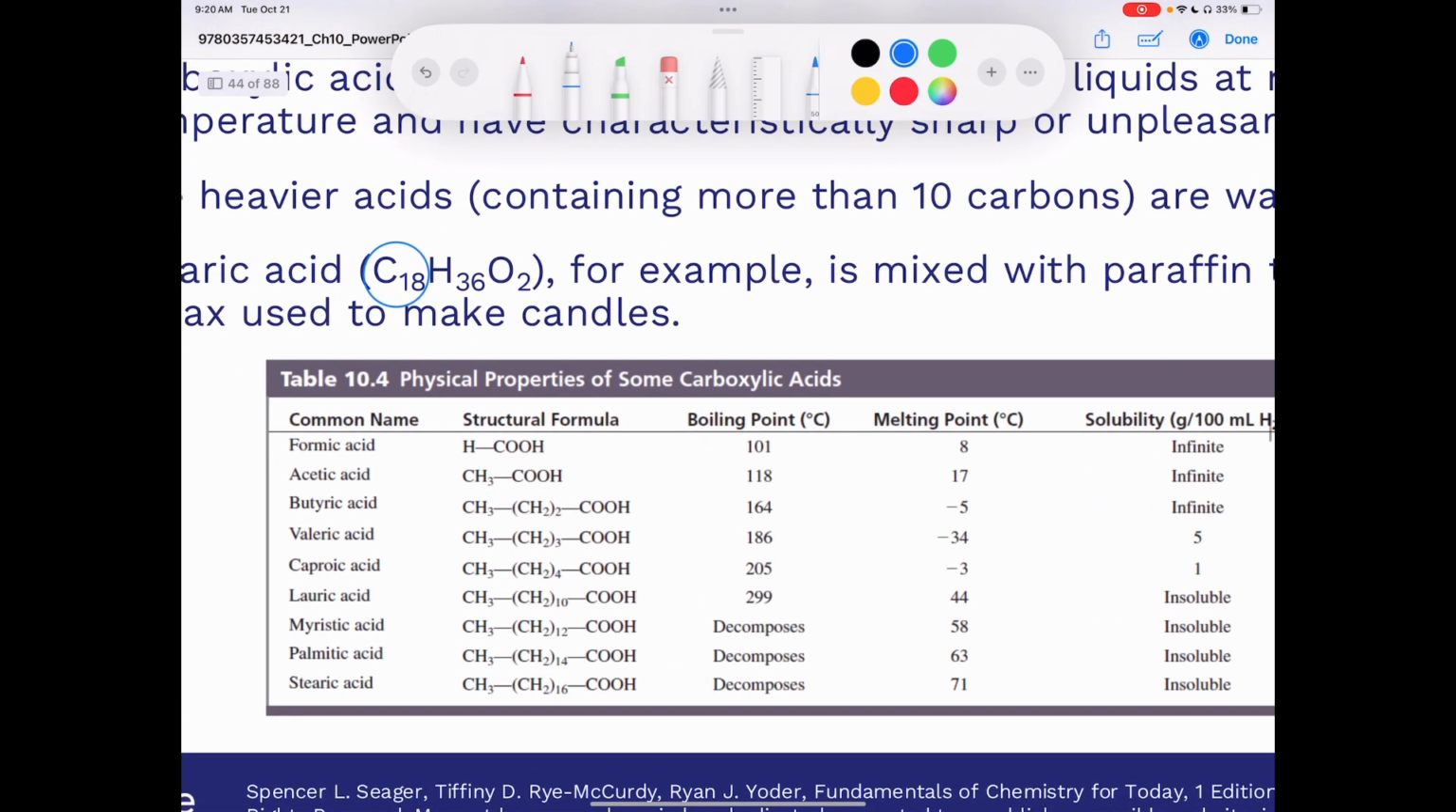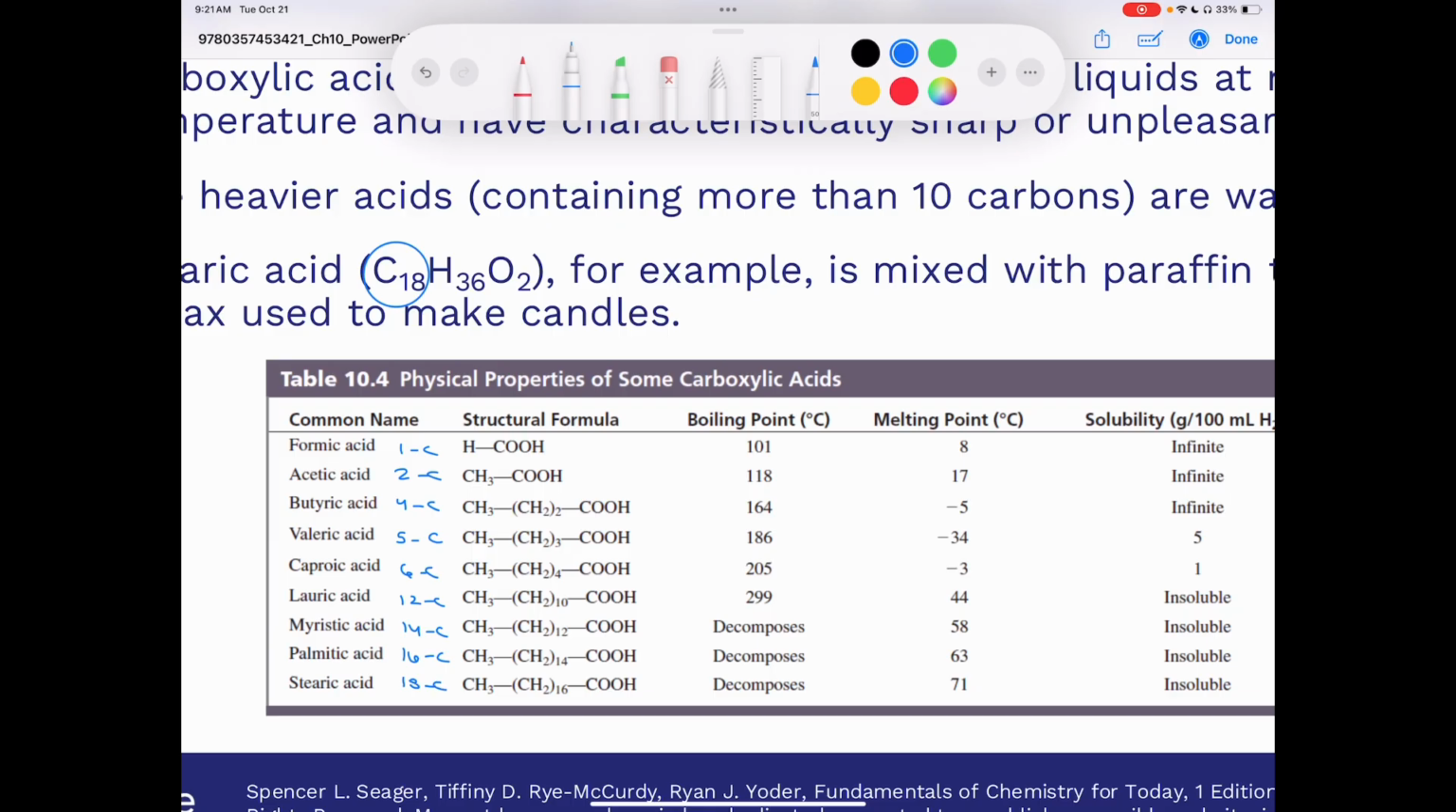And so if you take a look here, if we go from formic acid, which has one carbon in it, to acetic acid, which has two carbons, then we have butyric acid, which has four carbons, valeric acid has five carbons, caproic acid has six carbons. Then we have 12 in lauric acid. Then we have 14 in myristic. In palmitic, we have 16 carbons. Then we go up to stearic acid, which has our 18 carbons.